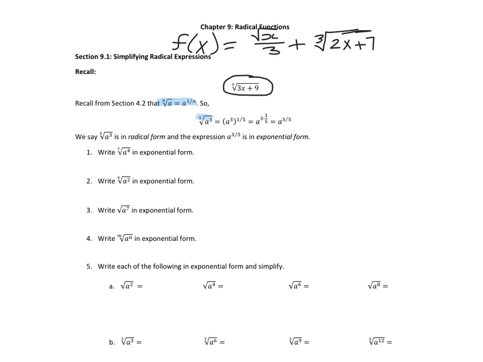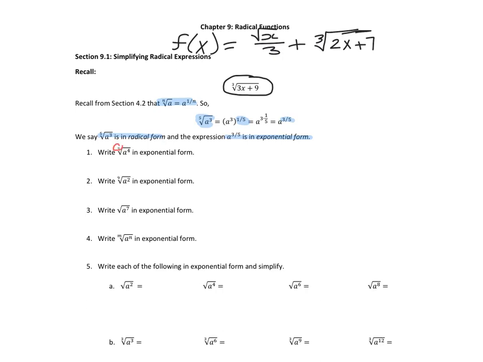So let's say we had something like this, the fifth root of a cubed. Well, that fifth root we can write as a 1/5 power. And then by our exponent rules, we can multiply 3 times 1/5, and we see the equivalent is a to the 3/5. All right, and so when we have a radical sign that's in radical form, we also have a corresponding exponential form. All right, so go ahead and push pause, and let's practice writing these in exponential form.